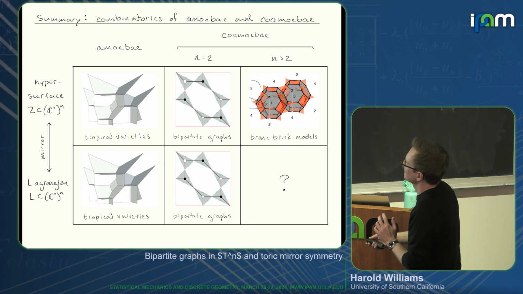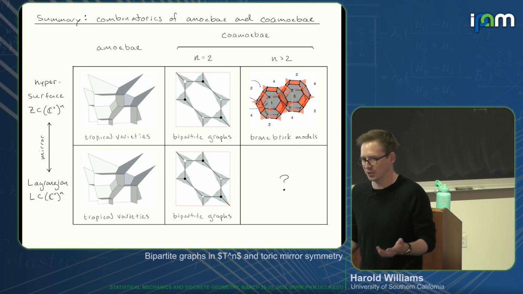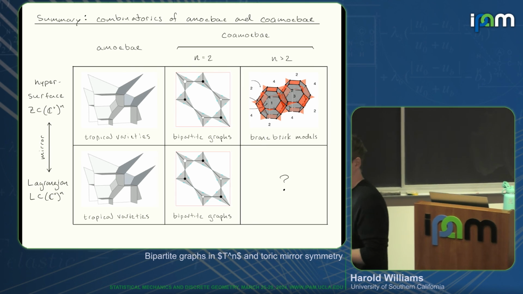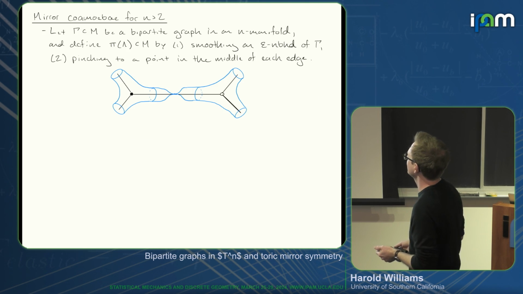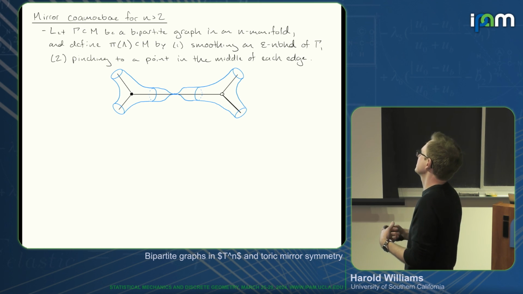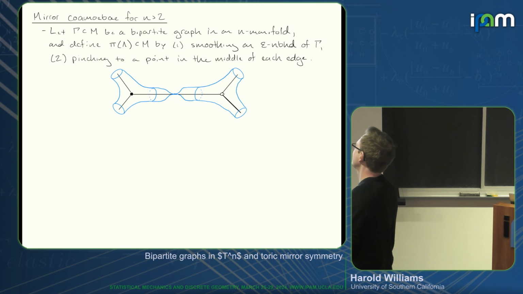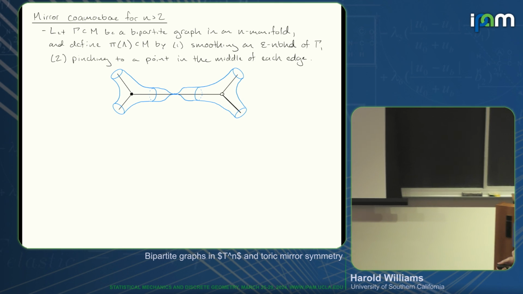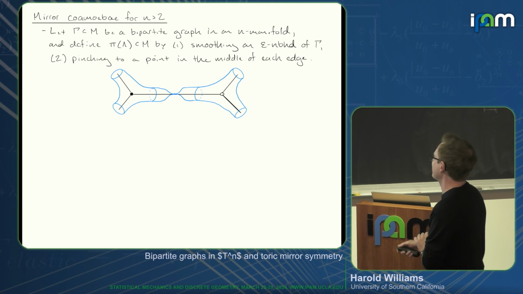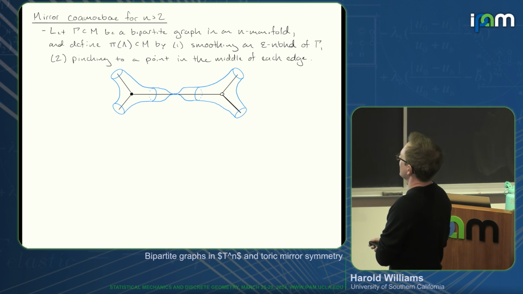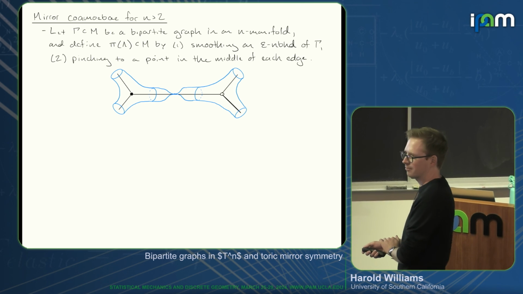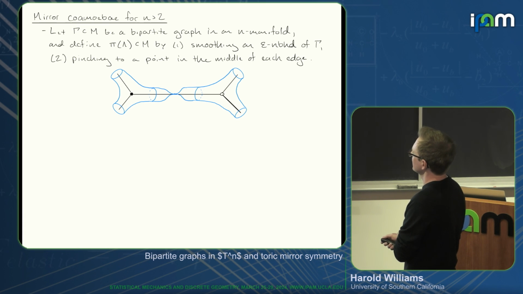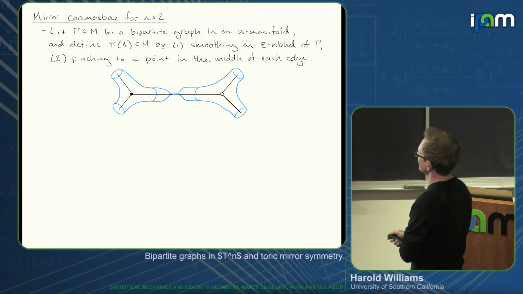First, let me take a moment to talk more about this conjugate surface construction, in a more general way that will be relevant here. Let me fix a bipartite graph, not in the 2-torus, but just in some manifold of some dimension, an n-manifold M. I'm going to define a subset of M, I'll call it pi of lambda for right now, the following way. I'm going to take an epsilon neighborhood of my graph and smooth it, and then I'll pinch it to a point in the middle of each edge. So here's a graph in a 3-manifold.